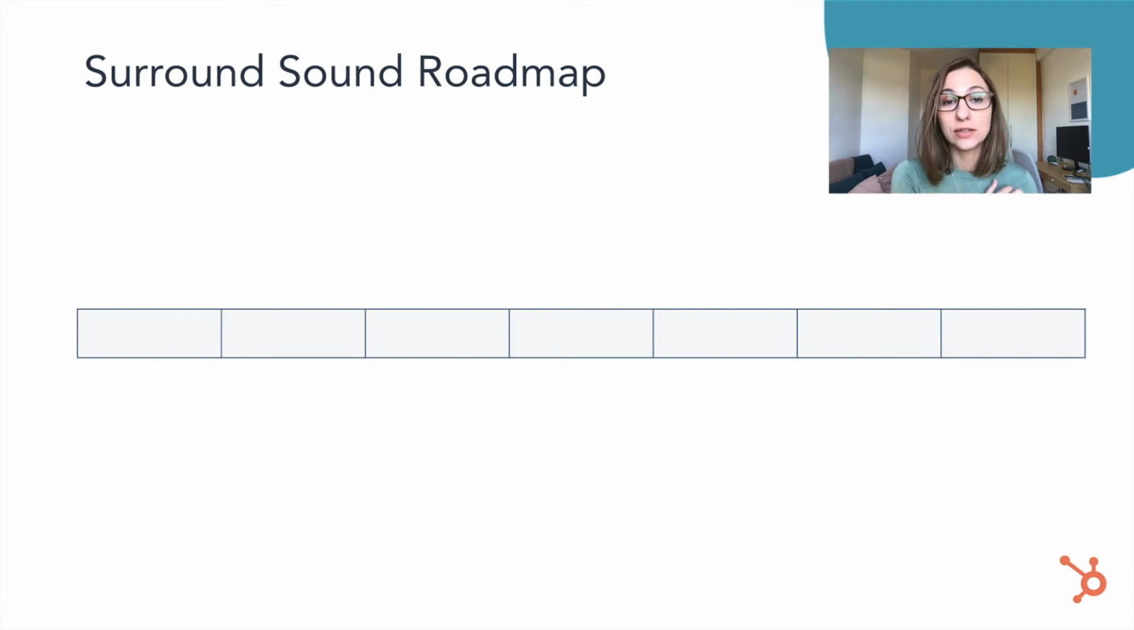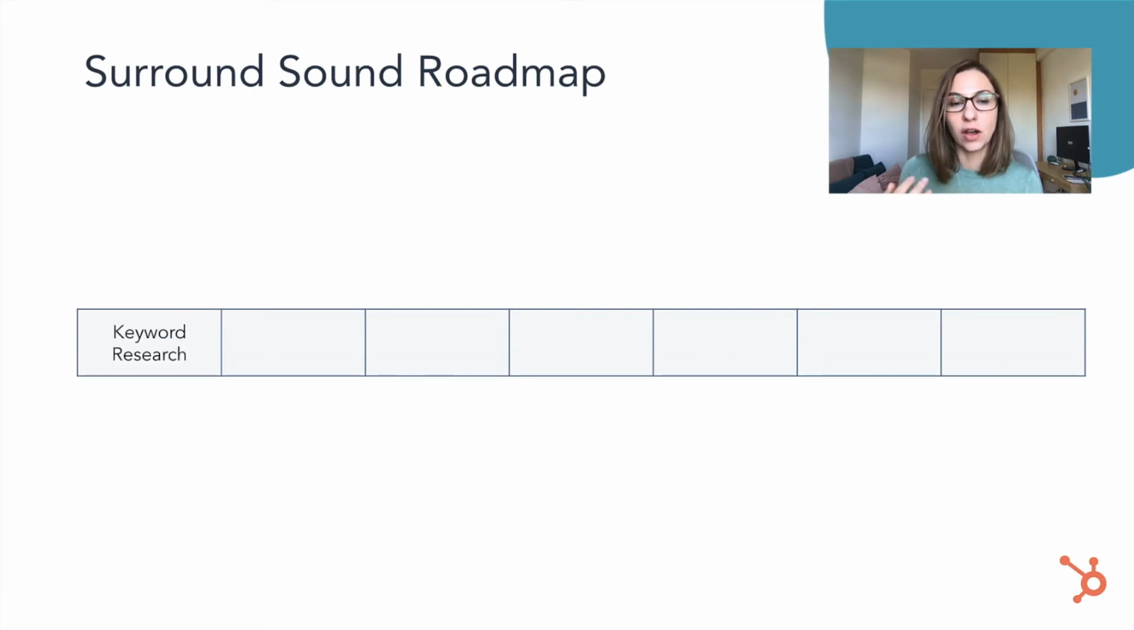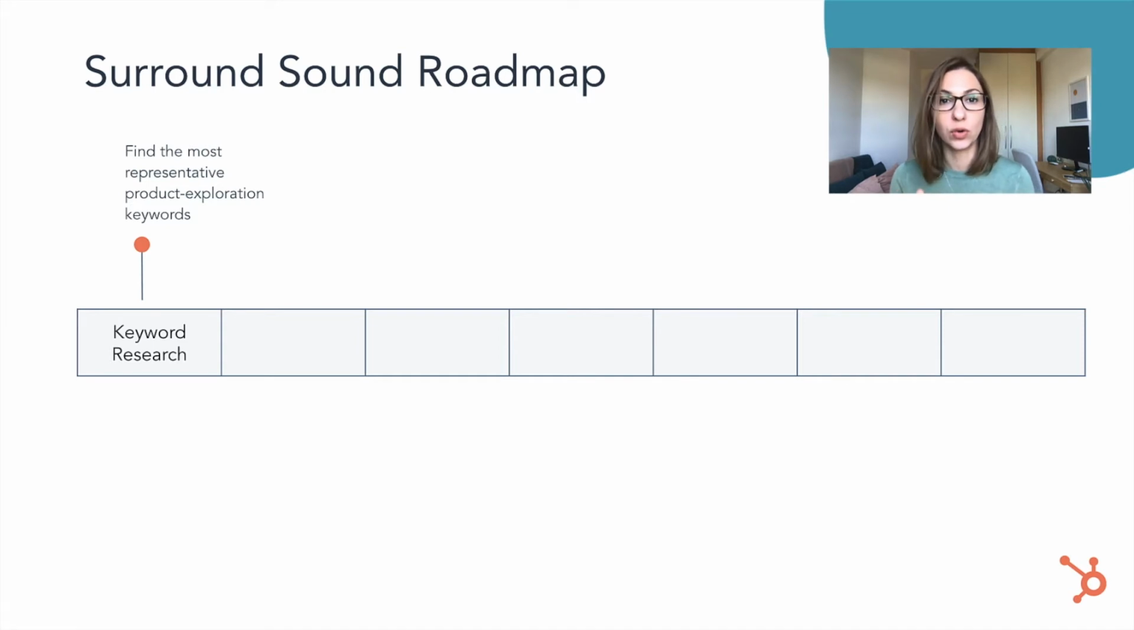Here is the surround sound program, the way I built the surround sound program at HubSpot. First off, I started with keyword research, maybe because I've got the background in SEO, but also because I'm thinking a lot about how people are looking to purchase products such as ours online. I want to start with finding the most representative, I call them product exploration keywords. So things that people would use, expressions they would use to find products and services such as yours, whether that's best or top products or services such as yours or alternatives to.